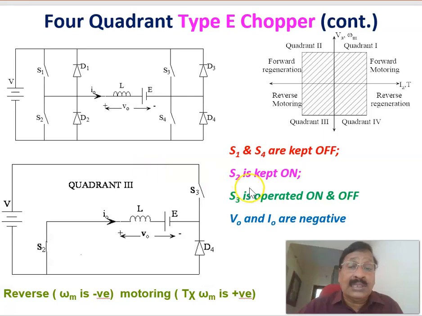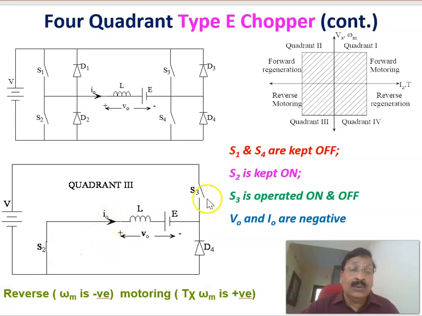And S2 will be kept on. Therefore, these are the status of the switches to make it work in the third quadrant, which is reverse motoring. And the corresponding equivalent circuit is shown here. S3 will be controlled at high frequency, and S2 is permanently kept on during this region of operation, and the other switches, S1 and S4, are kept off. This is the equivalent circuit, and this is the motor. Again, plus here and minus here is the positive voltage, and if the current direction is in this one, it is called a positive current.